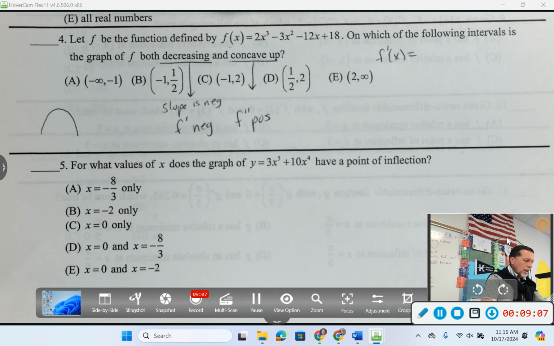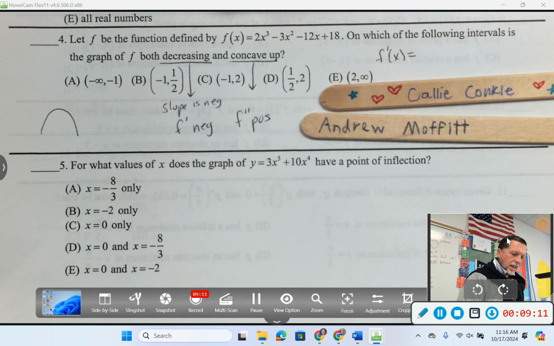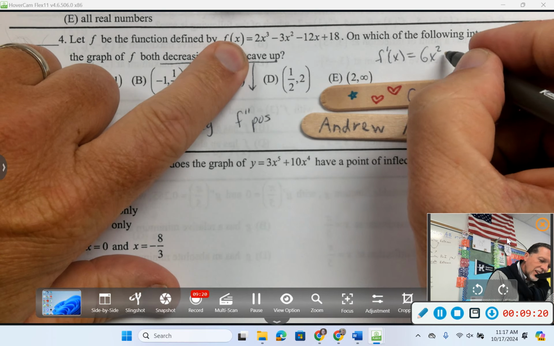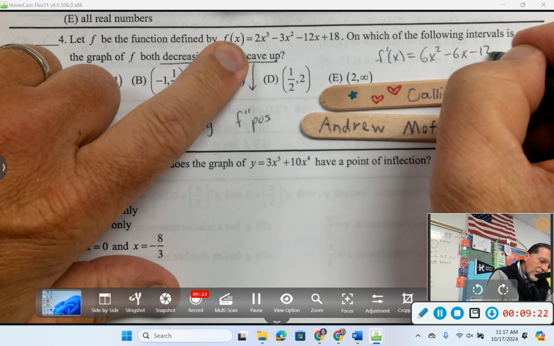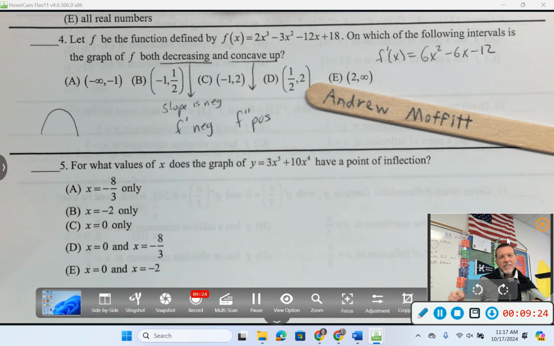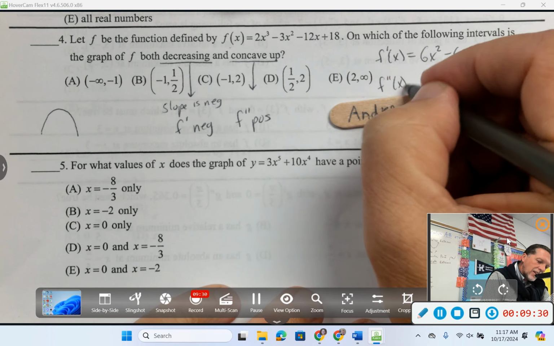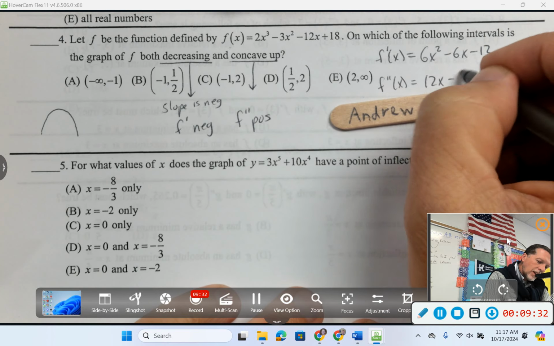Let's just get through lots of popsicle sticks today. Although, I don't need to go point by point. We can just ask Callie for the entire first derivative of this thing. 6x squared minus 6x times 1. Good. And I know I need to set that equal to 0, put it on the number line, but while we're doing derivatives, Andrew, what's the second derivative of that? 12x minus 6.